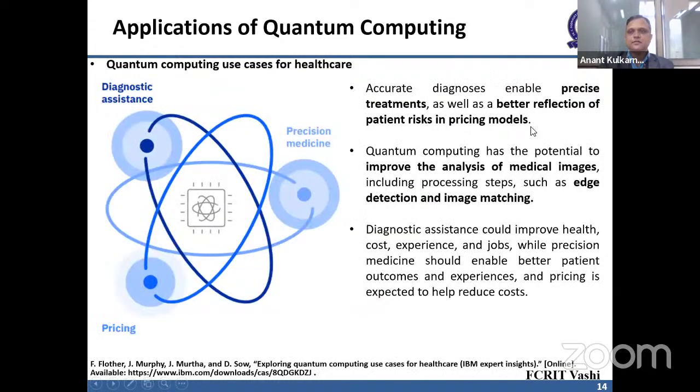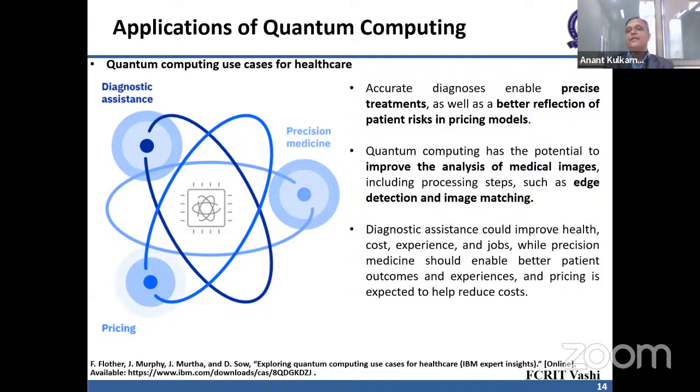Now let us continue with it. As I said, it revolves around three things: pricing, diagnostic assistance, and precision medicine. These are all interrelated with each other. So what will happen if there is an accurate diagnosis? It enables precise treatments as well as better reflection of patient risks in pricing models.